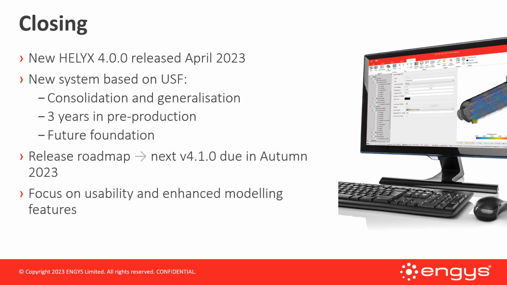The next version will be Helix version 4.1 due in autumn 2023. We expect our customers to benefit a lot from this new chapter of our software roadmap.